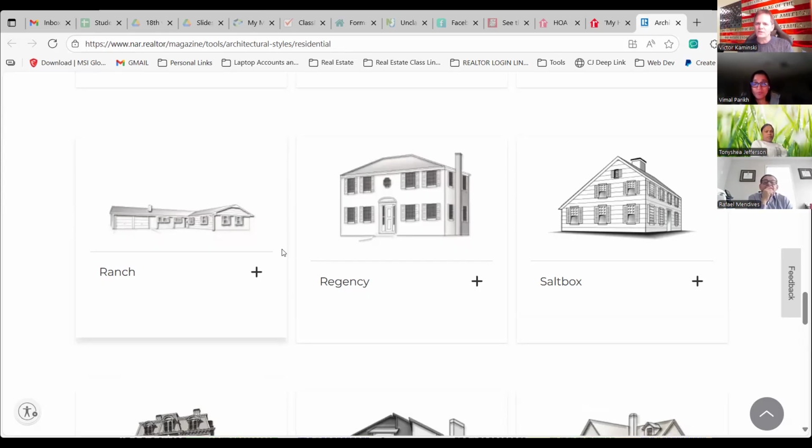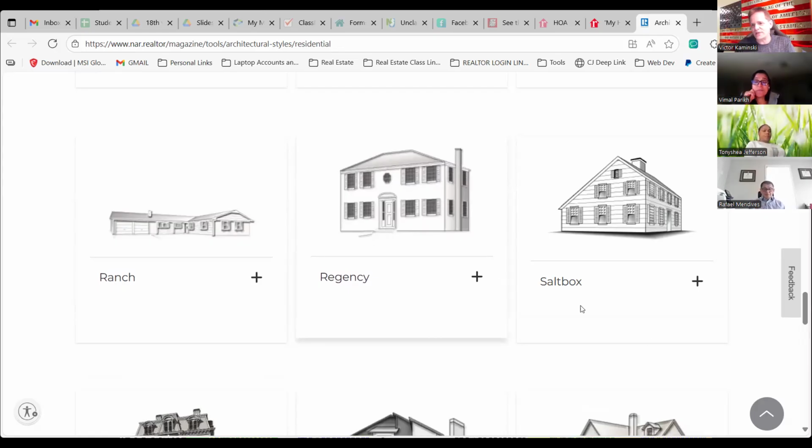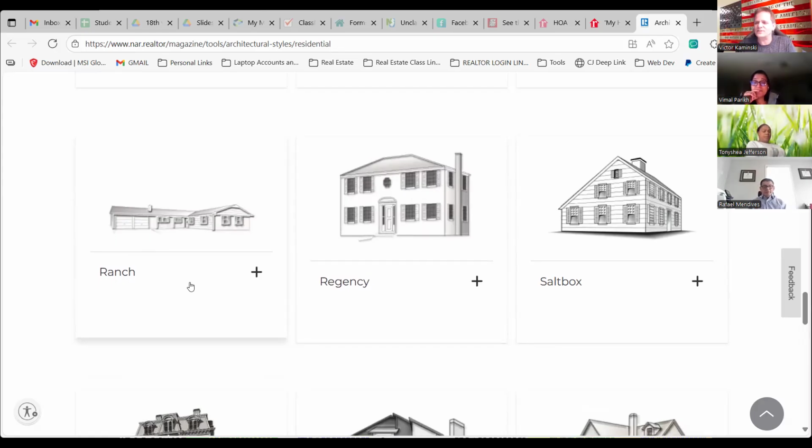Raised ranches can usually be found in hilly areas where the front of the house has the basement below ground, and the back of the house is above ground because you're on a hill like this. So the basement is out, and you could have a walkout sliding door coming out of the basement on the backside. So there's a lot of different spins on the ranch style.